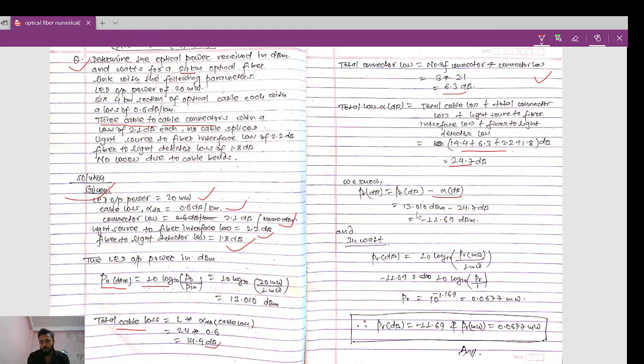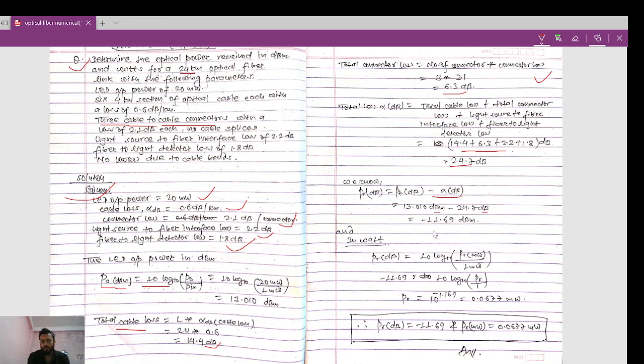If we subtract 13.010 dBm minus 24.7 dB, the first value is in dBm and the second is in dB. Since both have the same unit, you can easily subtract. So we get 11.69 dBm. And to calculate this in watt we have the formula PR dB equals 10 log 10 PR milliwatt upon 1 milliwatt.